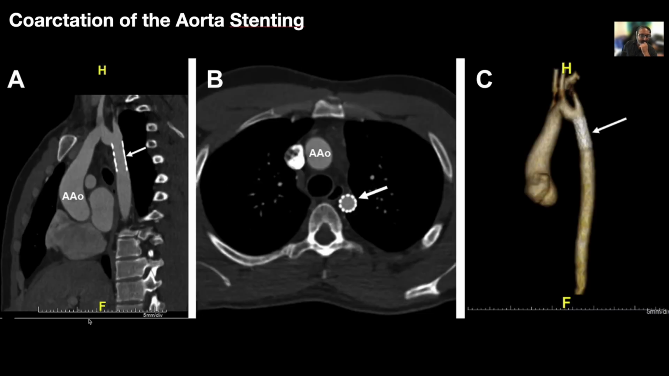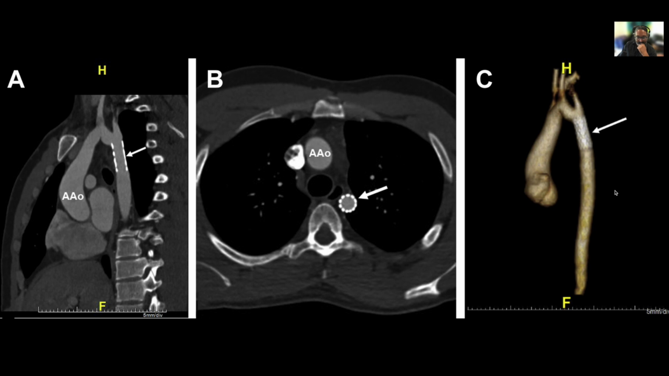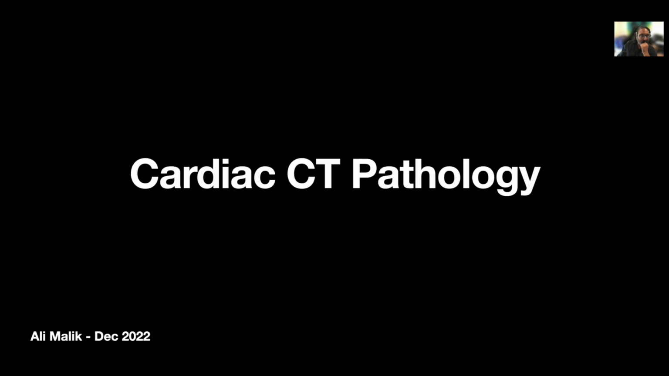And so this is a CT with a stent. So they've fixed a coarctation there. Oh, I should have pressed that button so you didn't know what it was. But there you go. So that was that. I think we covered a good amount of pathology there.